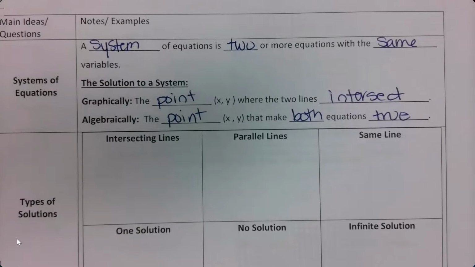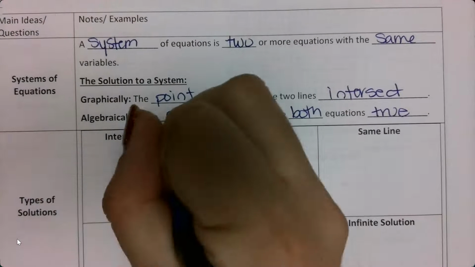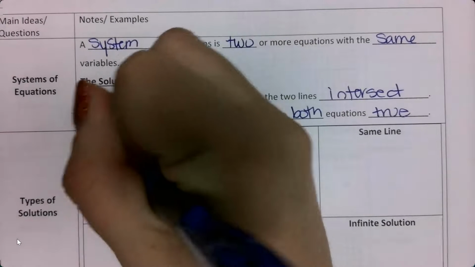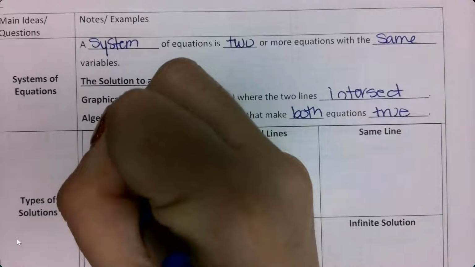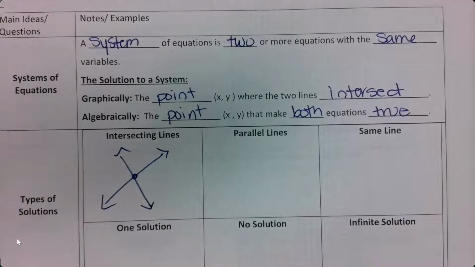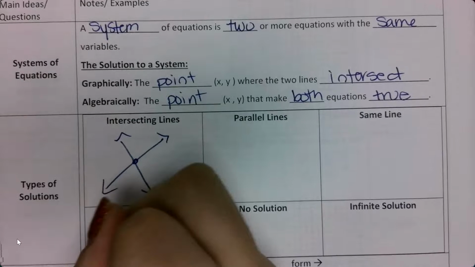So there's three types of solutions. I can have intersecting lines, and then they'll cross out one point. I will write my answer as x comma y.